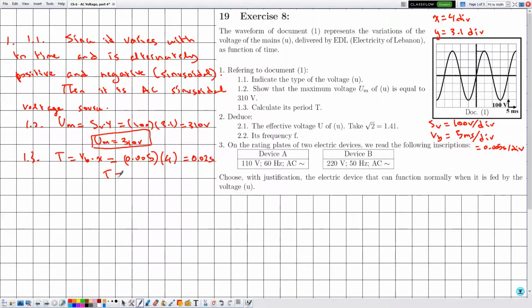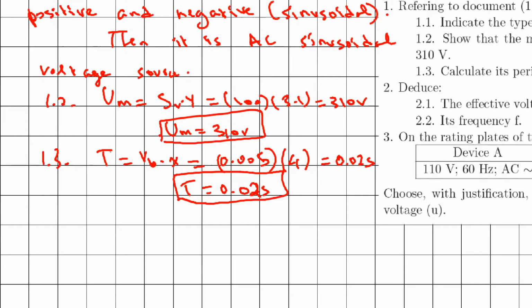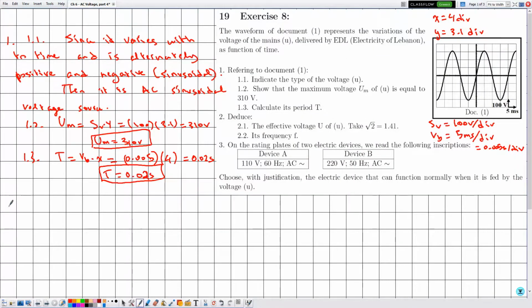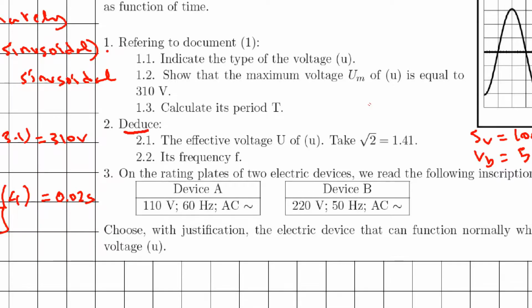Then T is equal to 0.02 seconds. Now after we have extracted the value of UM and the period, we expect that later on they will ask us about the effective voltage and the frequency. And indeed in part 2 they are telling me to deduce, and by deduce it means that we notice the previous parts, the effective voltage U.